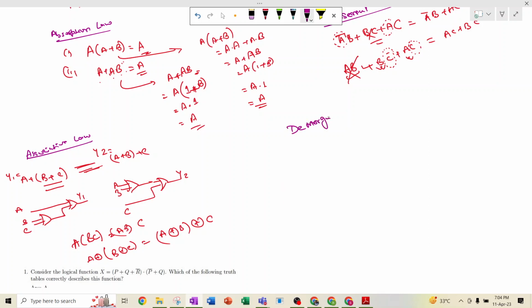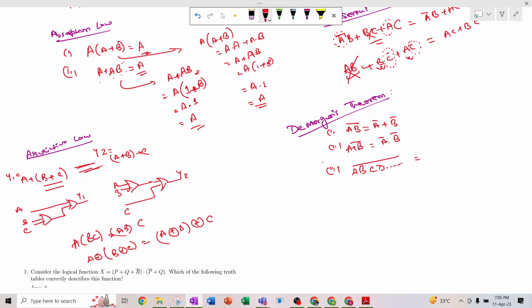And one more very important, the last topic is De Morgan's theorem. According to De Morgan's theorem, the complement of a b gives a bar plus b bar, or the complement of a plus b gives a bar dot b bar. These are the two things. This is also valid for any number of inputs.